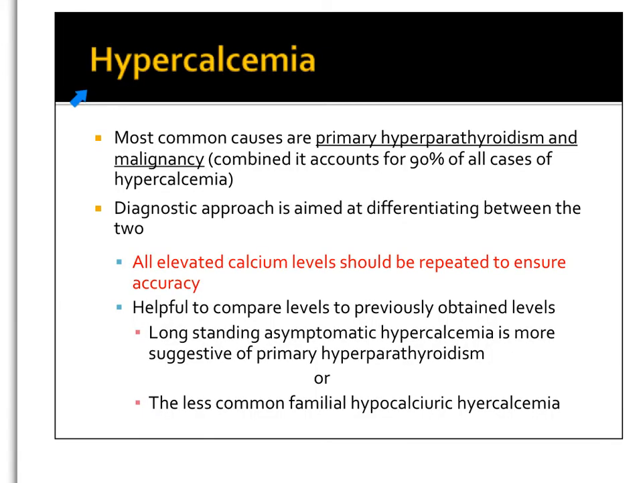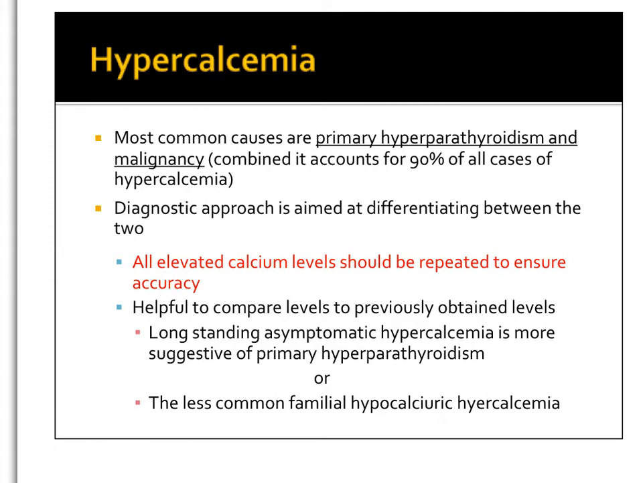Let's talk now about hypercalcemia. All right? The most common causes of this are going to be either primary hyperparathyroidism or malignancy. The two of these together basically combine for about 90% of all cases of hypercalcemia. So basically, the diagnostic approach to this is to differentiate between the two, whether it be malignancy or primary hyperparathyroidism.